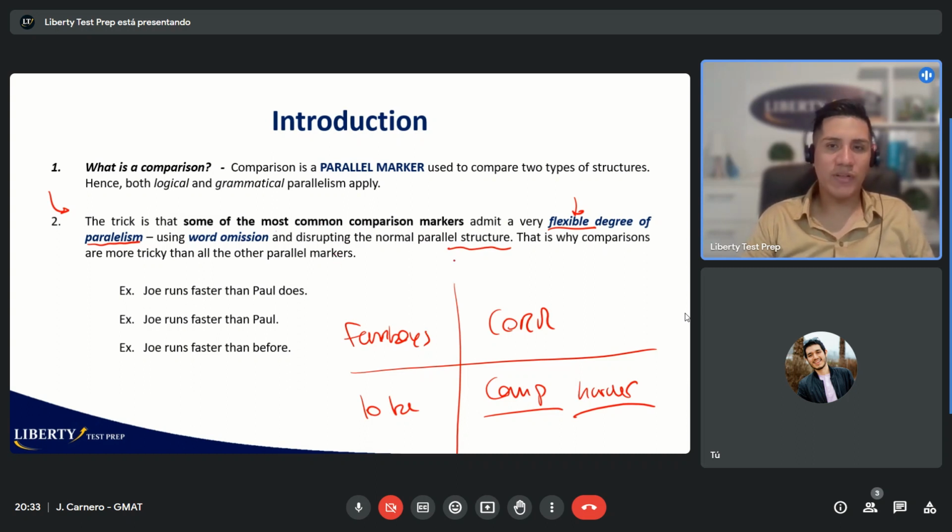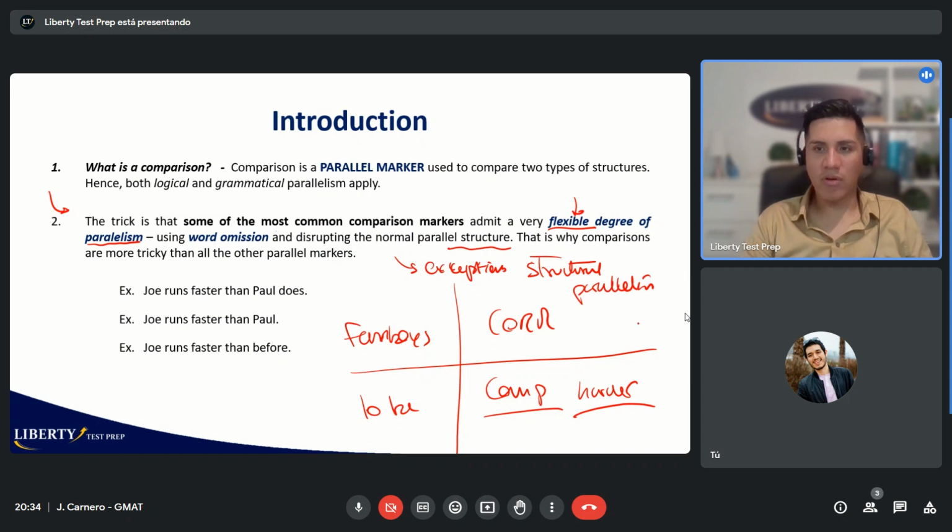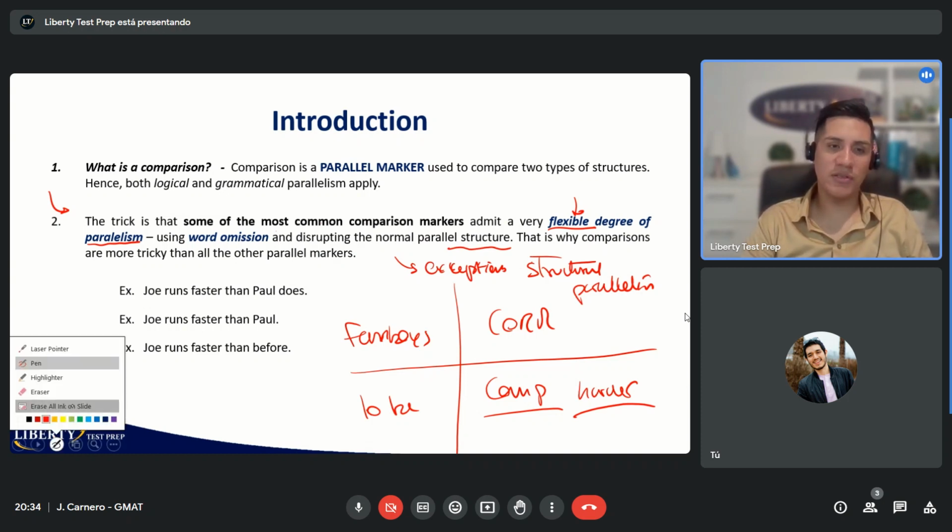So basically, you are going to be able to make exceptions to the structural parallelism, but not to the logical one, because we know we have 2 types of parallelism, structural and logical. In this case, you are only going to have some flexibility regarding structural parallelism. To understand this concept, let's see these examples.